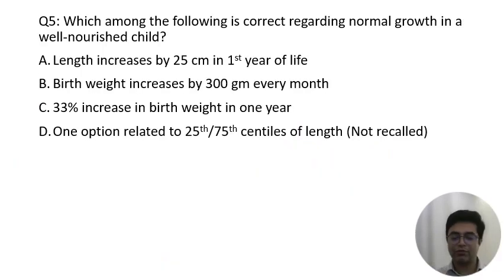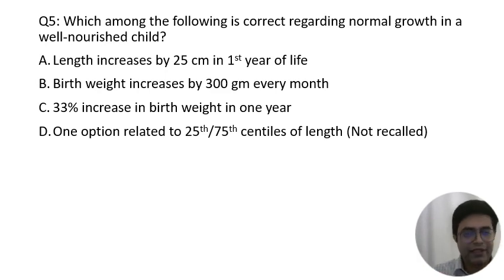Let's move to question number 5. Which among the following is correct regarding normal growth in a well-nourished child? Now the exact options have not been recalled, but I was able to recall at least A and C options correctly. So if you know the correct answer, you know the correct answer. This question is based upon anthropometry. Many times questions on anthropometry are difficult, but if the question is asking for the correct or incorrect thing, whatever you know, and if that correct option is there in the question, you can easily reach the correct answer.